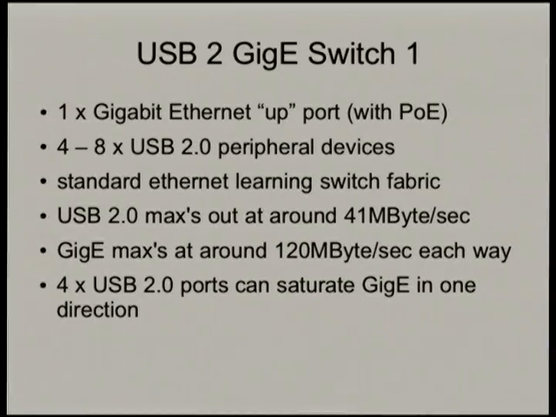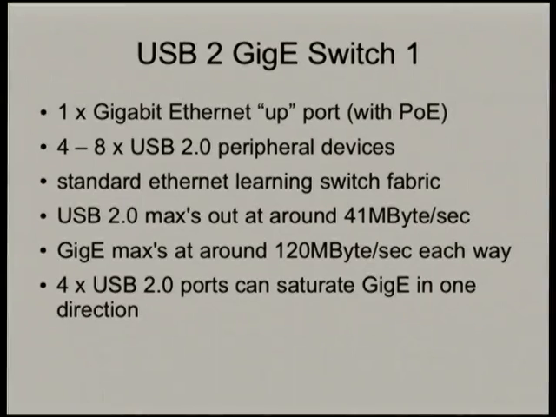So my proposal is to build a device that looks like a gigabit Ethernet switch on one side and has between 4 and 8 USB 2.0 peripheral device ports coming out the other side, and use the standard Ethernet learning switch fabric in between. Those who went to Radia's keynote on Tuesday will have learned a lot about Ethernet switching, so I don't need to talk much more about that. If you didn't go to it, go and watch the video later. It was an excellent keynote.